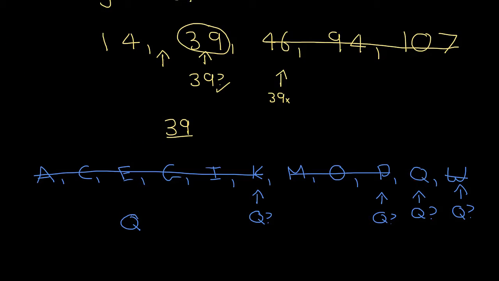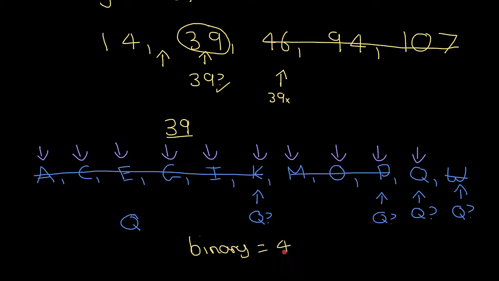If I had a linear search, if you think about it, it would take many more steps because I'd have to do A, C, E. Let's count them. I'd have to keep going all the way until I found Q here. So if we're comparing the two, binary can find something in 4 steps, whereas linear would have to do 10 steps to be able to find it. So a binary search is much more efficient.